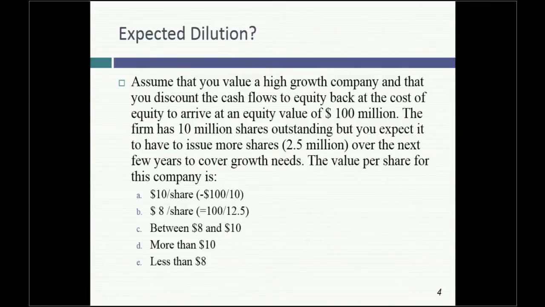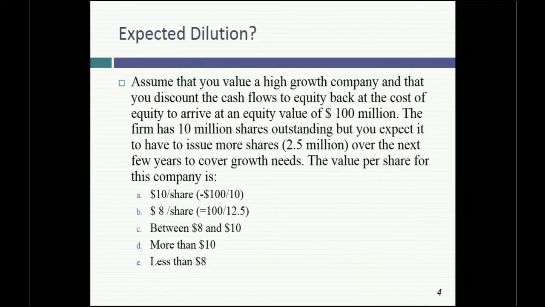So I have a very simple question. I've done the dirty work of valuing the company, projecting out cash flows and discounting them back. I've come up with a value of $100 million. I want a value per share. There are only 10 million outstanding right now. I could divide by the 10 million, come up with $10 per share. I could take the 12.5 million, which includes the 2.5 million that they will have to issue. It's going to be $8 per share.